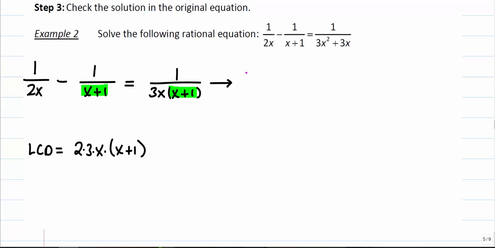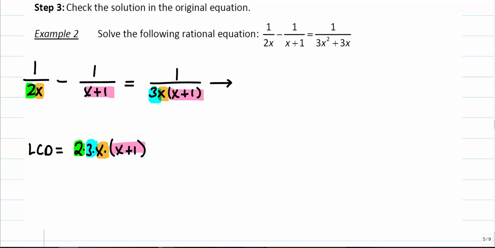So this is my LCD. That's it. Again, remember, if you look at this arrangement, you've got your 2, I've got my 3, I've got x plus 1, I didn't mean to skip the x, but I've got x, right? Takes care of all the denominators without going over. So there's my LCD.